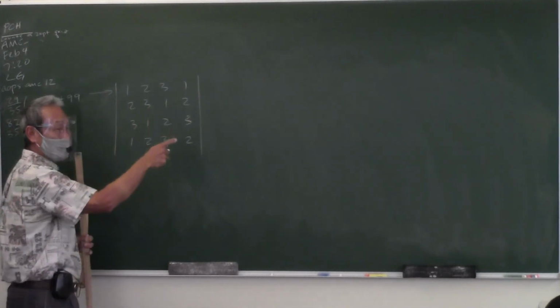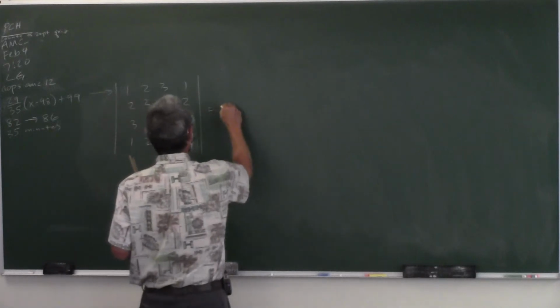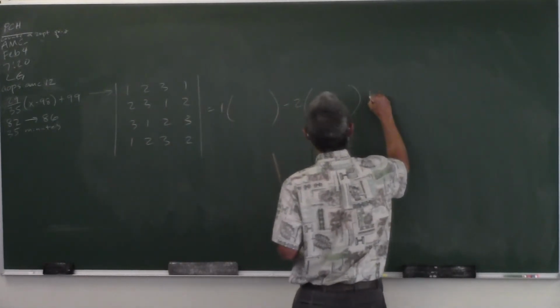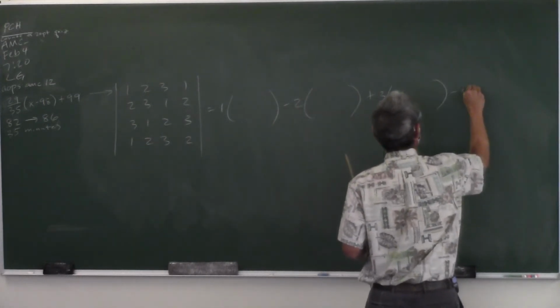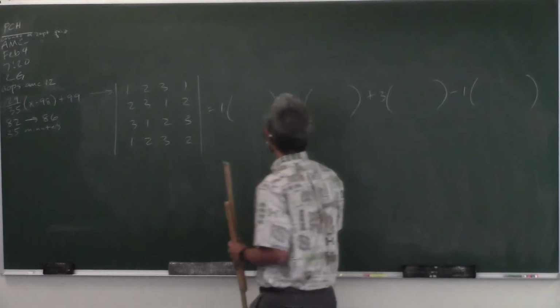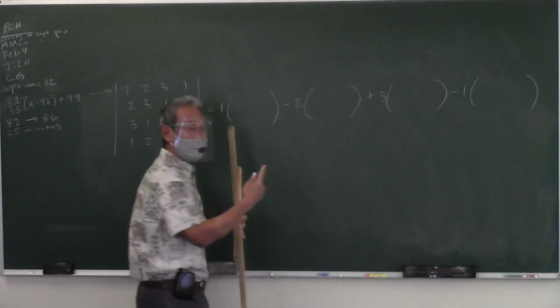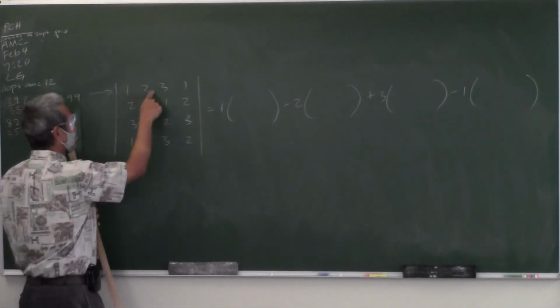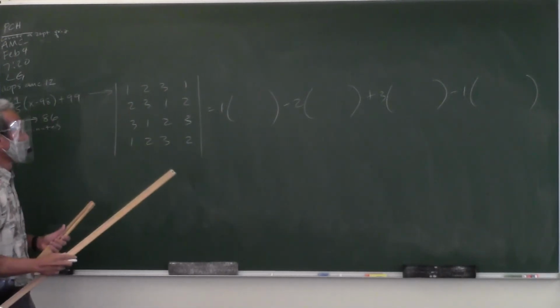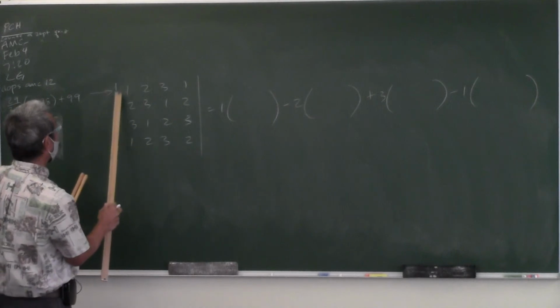So multiply each one by its cofactor. So watch what I do. 1 times something minus 2 times something plus 3 times something minus, oh, that's not 4. 1 times something. How come it's plus, minus? Because that's the checkerboard, right? Plus, minus, plus, minus. Put it in before you start so you don't have to worry. Okay, here we go.